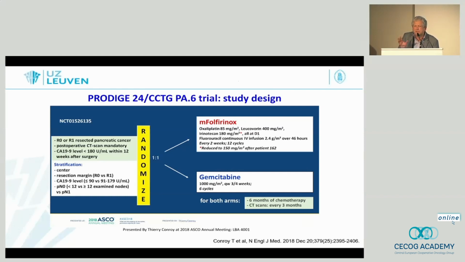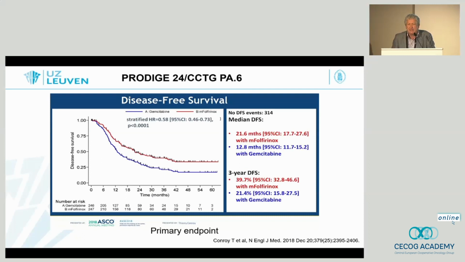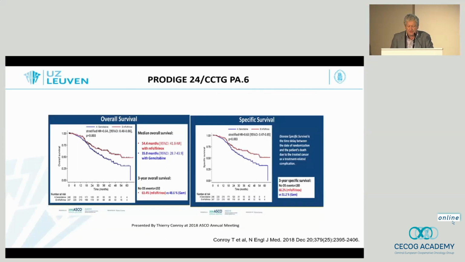We have to go through that in view of the question Gerald and the scientific community asked, and Thierry Conroy, who's in the room, can tell you much more details than I can. He was the PI and the first author in the New England paper of the PRODIGE trial of gemcitabine versus FOLFIRINOX, which set a new standard in these patients. The disease-free survival, the primary endpoint, was clearly better. You all know these data.